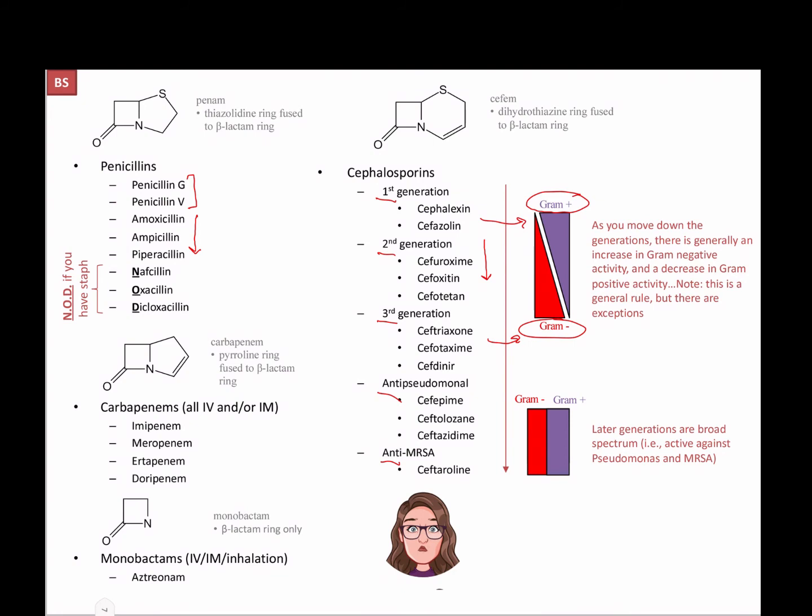Then clinicians found a new need in cephalosporins, and those were ones that were going to be more targeted toward MRSA and Pseudomonas. So med chemists came in and they created some more generations that were pretty evenly active against gram-negative and gram-positive. So they're pretty broad spectrum, but they were really focused specifically on these two bacteria.